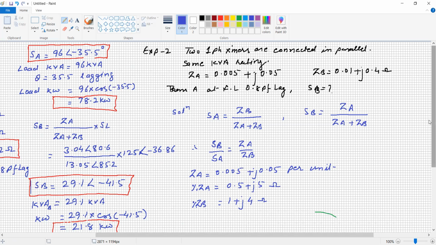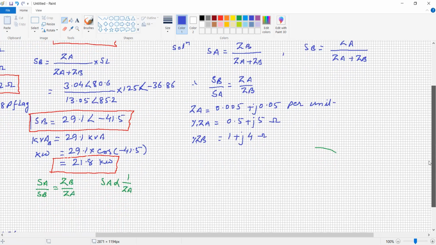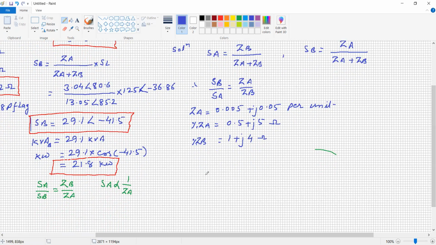Now, it is given that transformer A is operating at full load. So SA is operating at full load, whose capacity is SA at an angle of minus 36.86, where cos theta is equal to 0.8. Therefore, theta is equal to minus 36.86. Isn't it? And it is operating at full load. So we will realize that SA is equal to SA, its full load capacity.